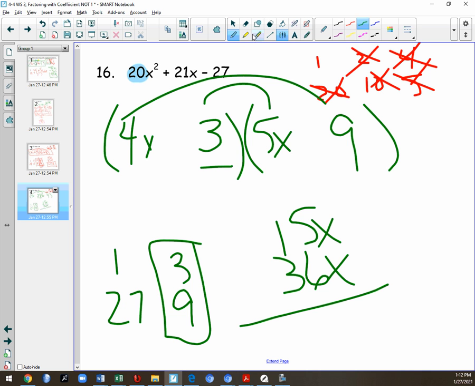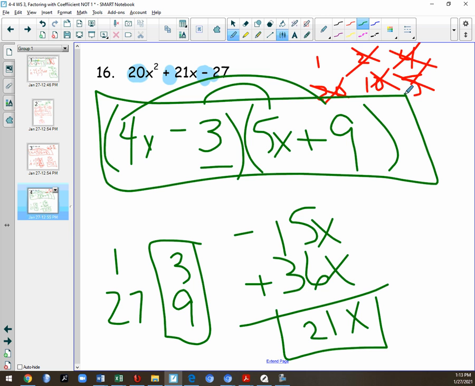Now, I have to have a negative 27, which means I have to subtract these. So I have to subtract these to get a positive 21, which means my bigger number is going to be positive. So that is going to give me 15. 21 is what it's going to give me, and that is exactly what I want it to be. So that means, how did I get the 36? 4 times 9, which is a positive. 3 times 5 must be negative to give me the 15, and that is done.